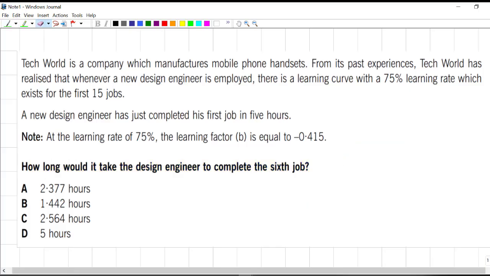So let's read the story and find the key information. 75% learning rate. Time for number one was 5, right? That's 5. And they actually gave us this learning factor, but let's pretend they didn't give us that. If we did not have that, we could still answer the question. Now, once you've recorded this information in the scratch pad, jump to section C and do the work in the spreadsheet. It will save you a lot of time. Okay, so let's do that together in the spreadsheet.